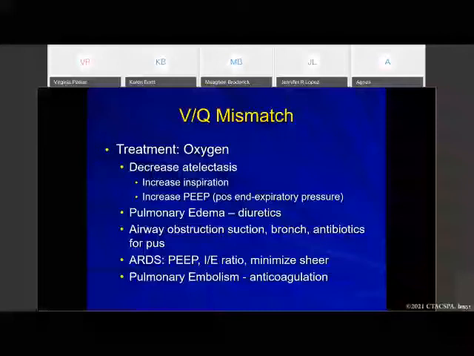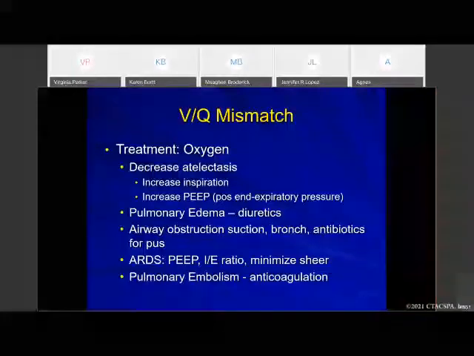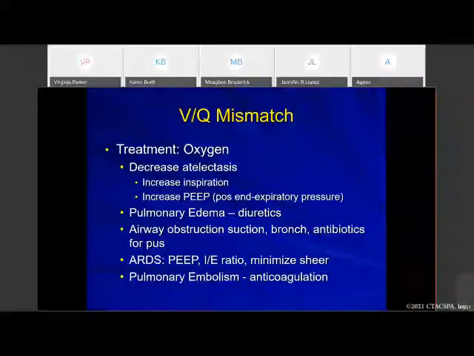So the treatment for a VQ mismatch is oxygen. You can decrease atelectasis, you get your incentive spirometry, you encourage deep breathing. If you're on a ventilator, you can increase the PEEP. If you have pulmonary edema, you want to give diuretics. If you have airway obstruction, obviously suction. Maybe if you're on a ventilator again, you can do a bronch.